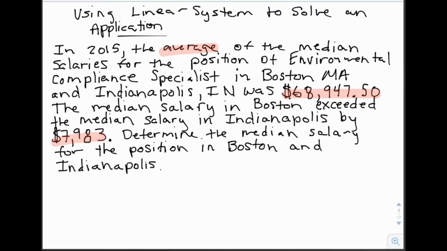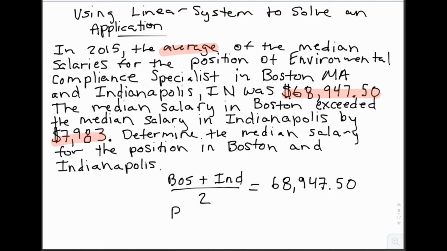For the first part, we know that the average of Boston plus Indianapolis, divided by 2, is going to be equal to our average, which is also equal to $68,947.50. And we can create another equation, which is going to be the fact that Boston is equal to, in this case, Indianapolis plus, what was it?